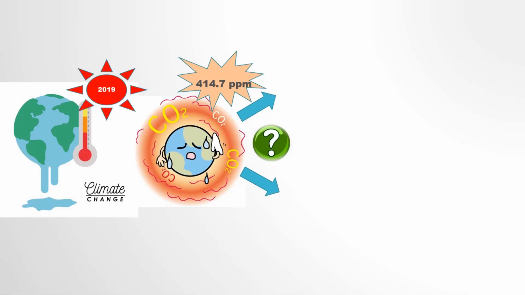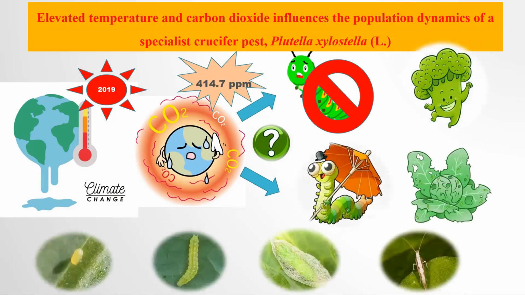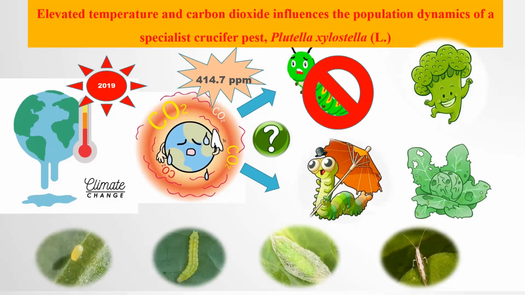And what happens to the insects when there is an increase in temperature and carbon dioxide? This is our unsolved question. To find that out, we have conducted experiments on elevated temperature and carbon dioxide on the population dynamics of Plutella xylostella in cauliflower. So what we have done is that we have set three different treatments.